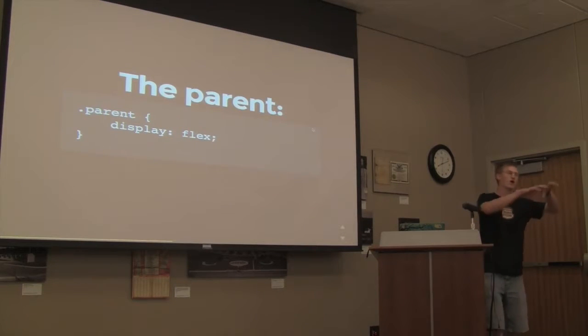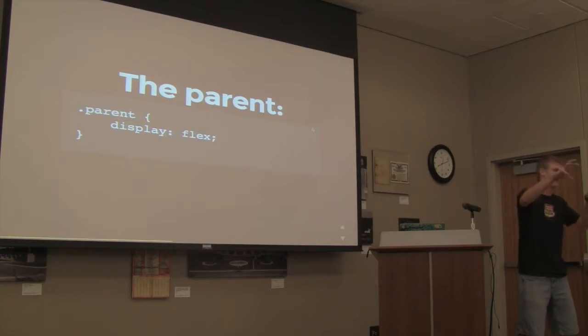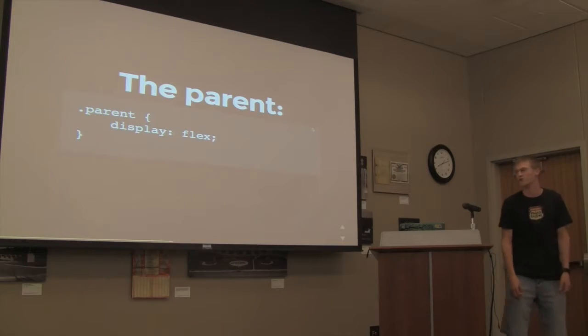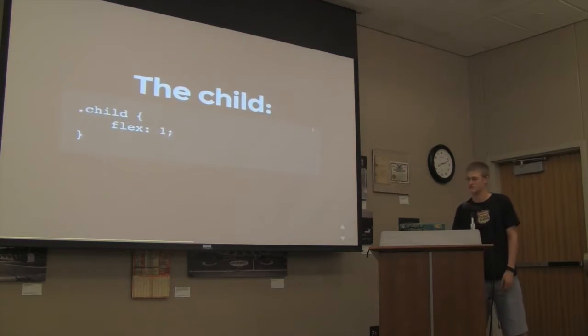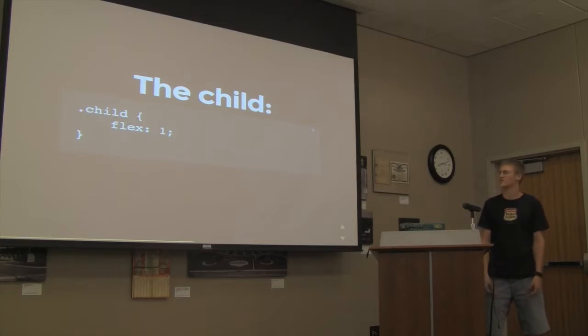You have a box, which is your parent. You've got other boxes inside of there. The box can be anything. It can be a div or a paragraph or whatever. And you simply tell the parent, I want you to display flex. And you tell the child, flex, you can flex a certain amount. Here, I'm telling it can flex one.